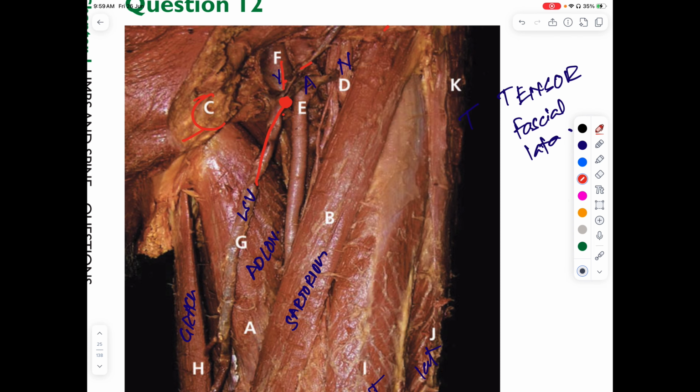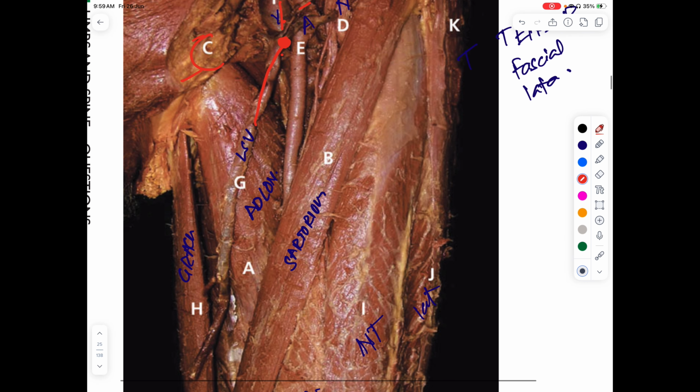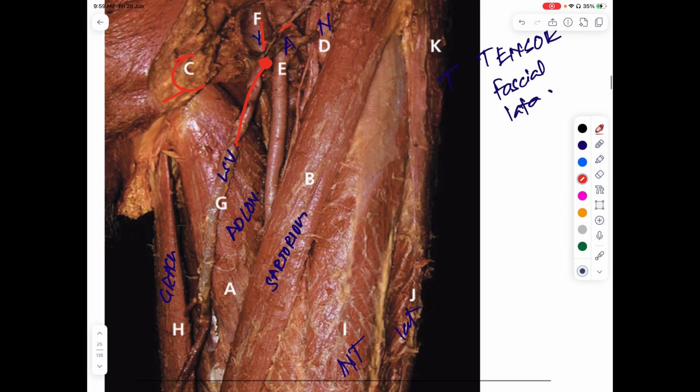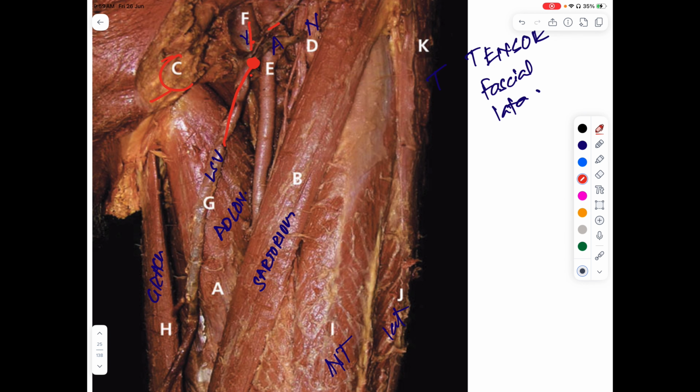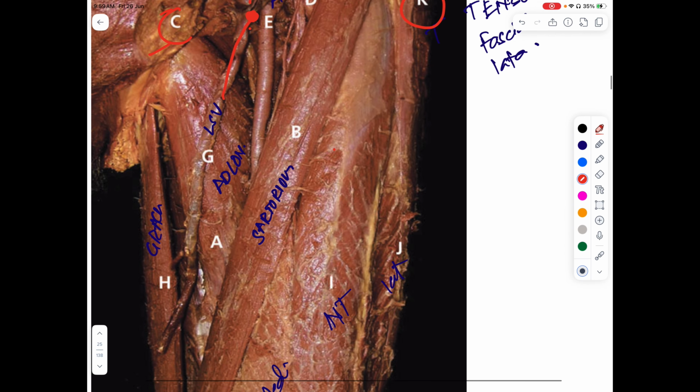Then H is gracilis on the medial side. Then you see I is rectus femoris muscle. So this is the quadriceps: vastus lateralis, rectus femoris in the center, vastus medialis, and this one is tensor fasciae latae. So in the floor of the femoral triangle, you see the muscles.